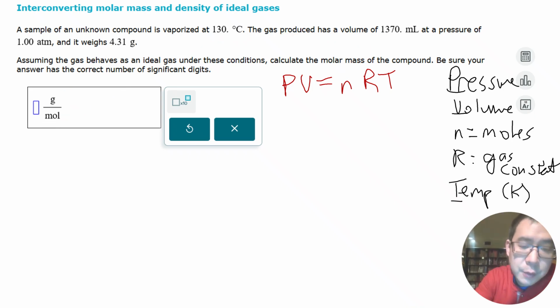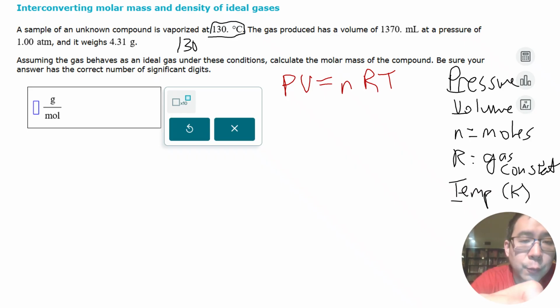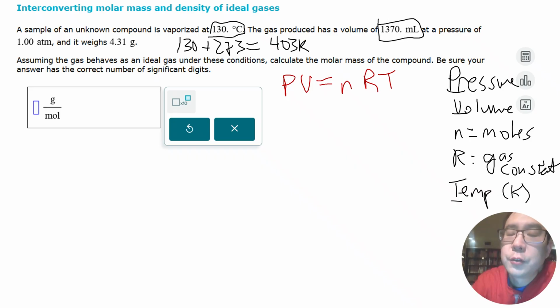Okay, so let's dissect the problem a little more. When I see 130 degrees Celsius and I'm looking at gases, I need to convert that to Kelvin. Gas temperature is always Kelvin, so 130 plus 273 to go from Celsius to Kelvin gives me 403 Kelvin. And then volume needs to be liters, so I take my milliliters, 1,370 divided by 1,000, and I get 1.370 liters.